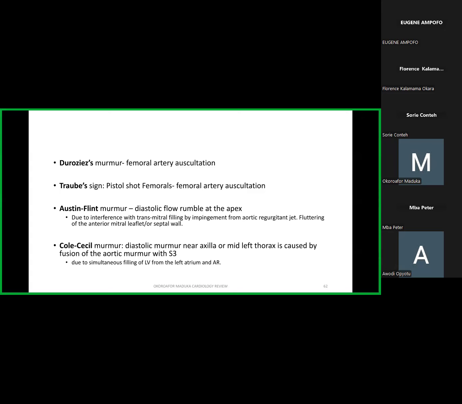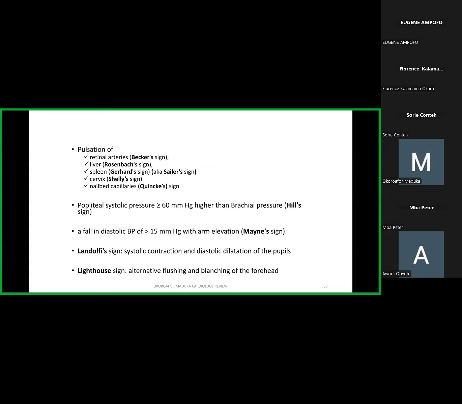You hear both. So the Austin Flint murmur is a murmur we hear as a result of the fluttering of the anterior leaflet of the mitral valve due to interference of regurgitant aortic flow on the valve. We can go through the rest in spare time.